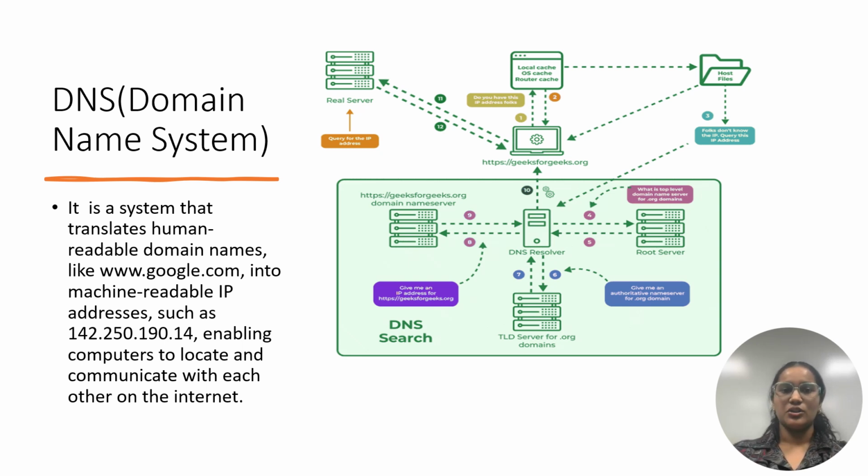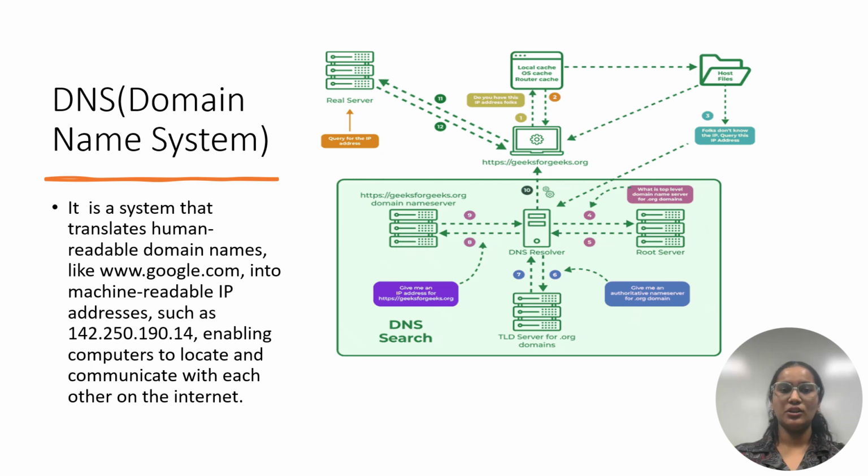Now, how does it do this? When you type a domain name into your browser, the browser queries a DNS server to resolve the name into the corresponding IP address. DNS resolution typically involves multiple layers. The first one is the DNS resolver, the initial point of contact for a DNS query, usually provided by the Internet Service Provider, ISP.